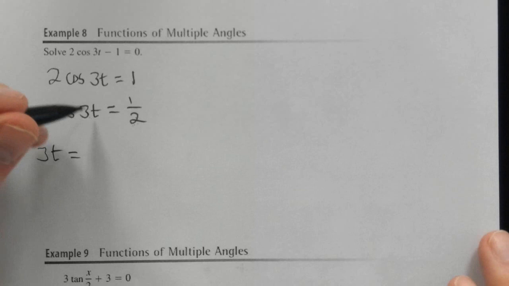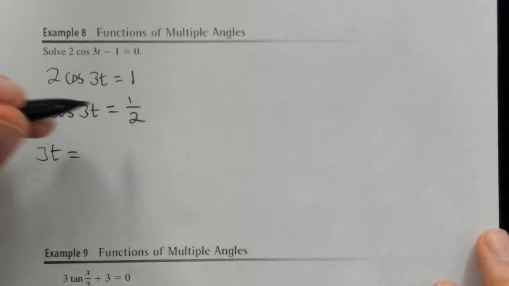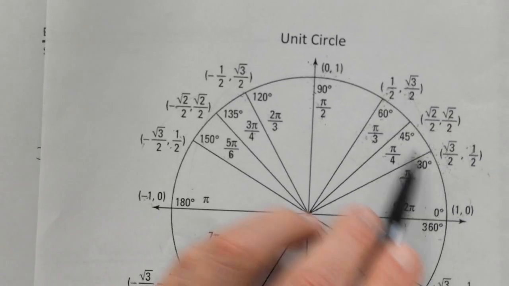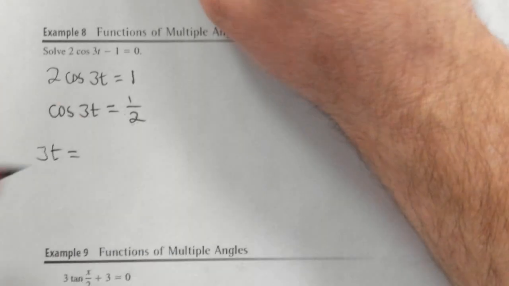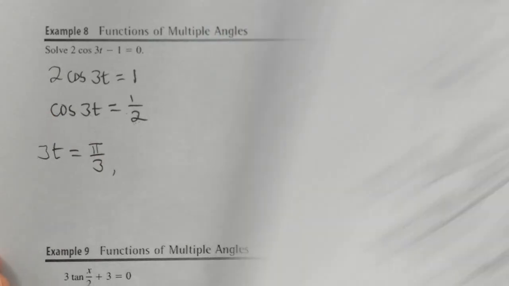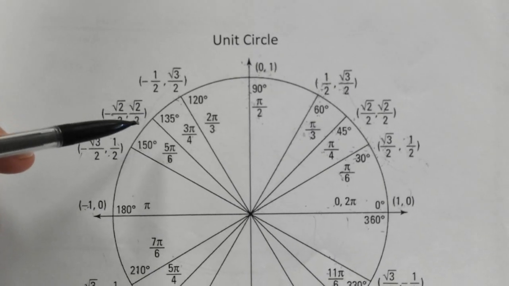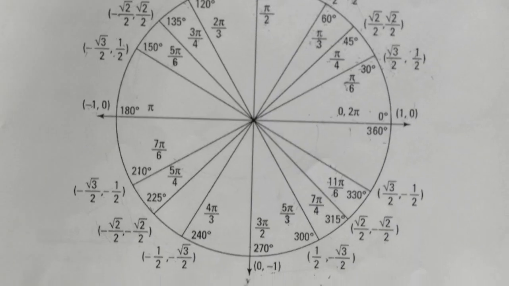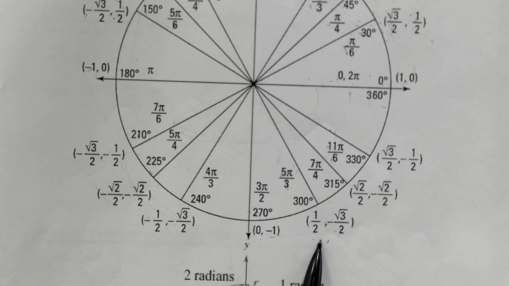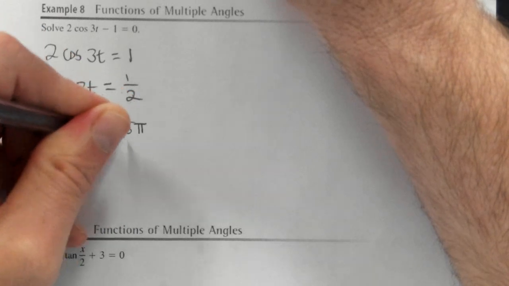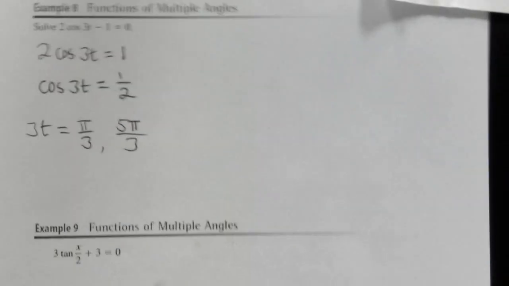So 3t would be equal. Now I need angles whose cosine is 1/2. Cosine, again, is the x value. So let's go through and see if we can find x values of 1/2. Here's one at pi over 3. And here is another one at, let's see, 1/2. There's one at 5 pi over 3.